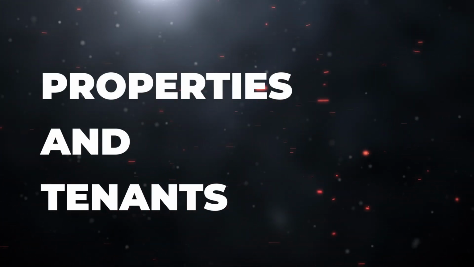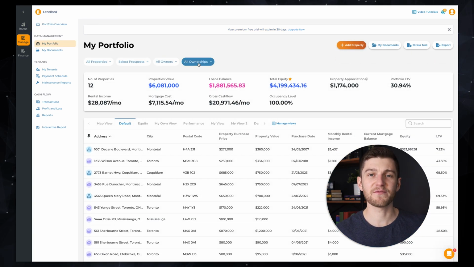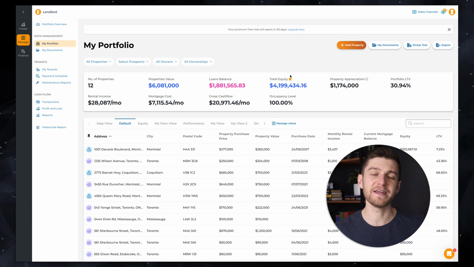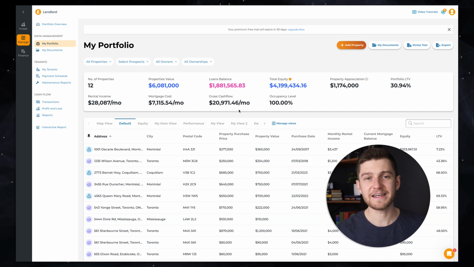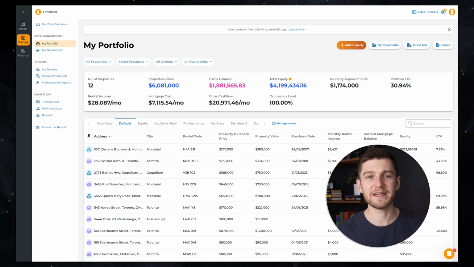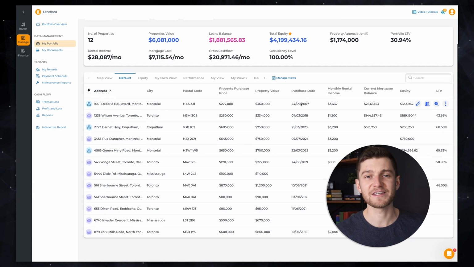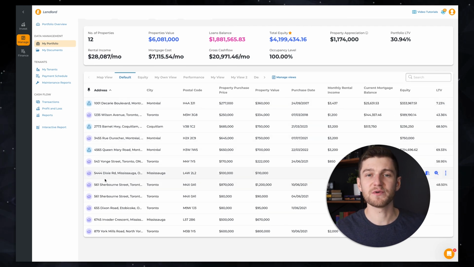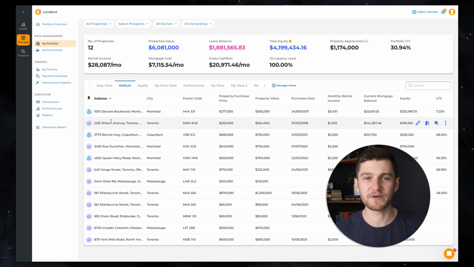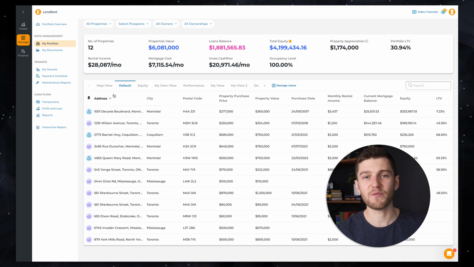Now, if we click on the portfolio performance right here, we're brought to the portfolio tab of the platform where lots of information about your individual properties is displayed and tallied up in this top information box. You'll notice the number of properties, market value of your properties, current loan balances, total equity in the portfolio, LTV, monthly rental income, monthly mortgage costs, and so on. And below this section, you'll also notice a row for each individual property, which is what's being used to tally up to the cumulative values that we just looked over.